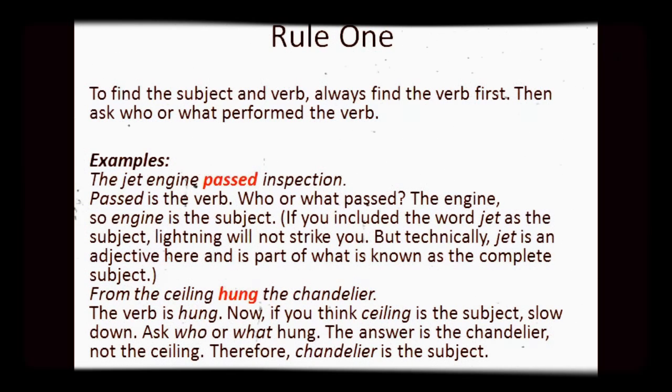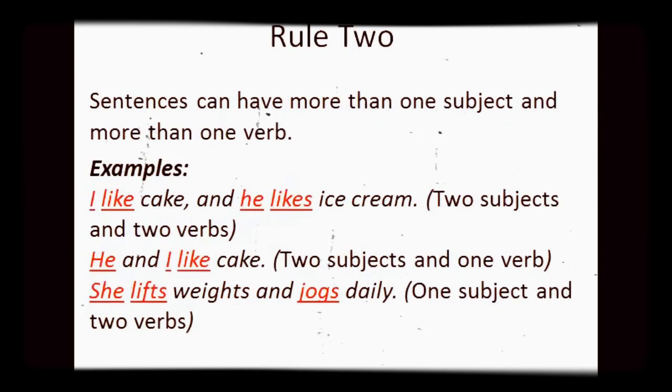In the second sentence, from the ceiling hung the chandelier. In this case, the verb is hung. Now, if you think ceiling is the subject, slow right down. Ask who or what hung. The answer is the chandelier, not the ceiling. Therefore, chandelier is the subject.